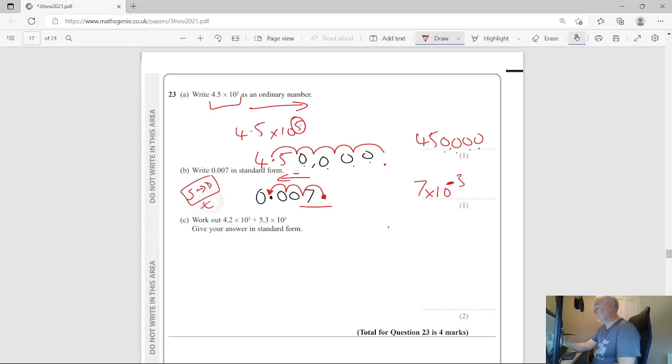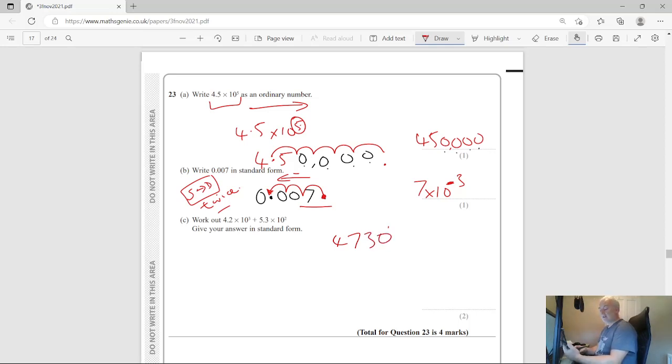and it will get to the standard form value. The next one I'm going to do, I'm just going to type it into the calculator. 4.2 times 10 to the power of 3 plus 5.3 times 10 to the power of 2. That gives me 4730.